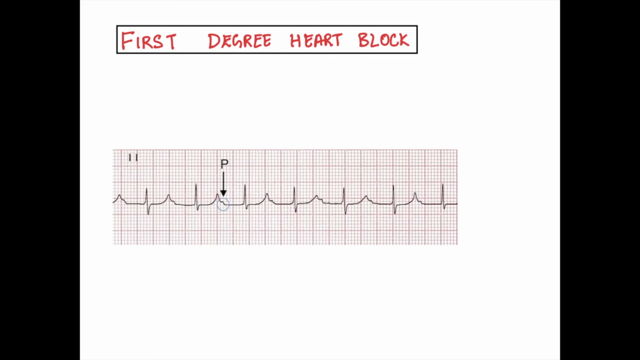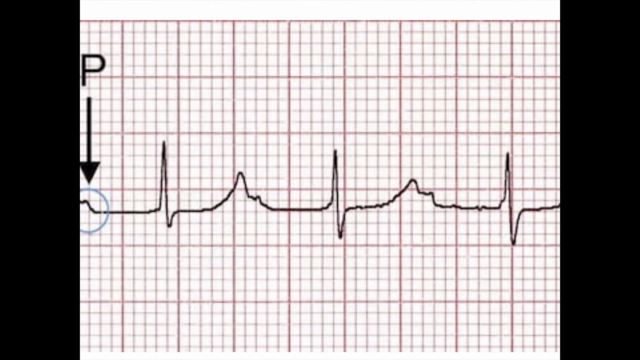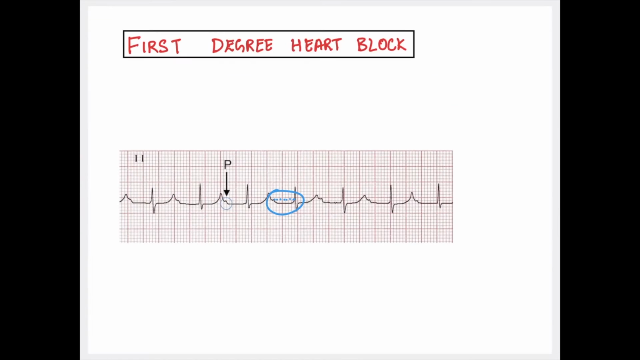So moving on to the ECG of first degree heart block. Whatever we studied, we are going to implement here. The PR interval, you see 1, 2, 3, 4, 5, 6, 7. So it's roughly more than 200 milliseconds. The PR interval is more than 200 milliseconds.